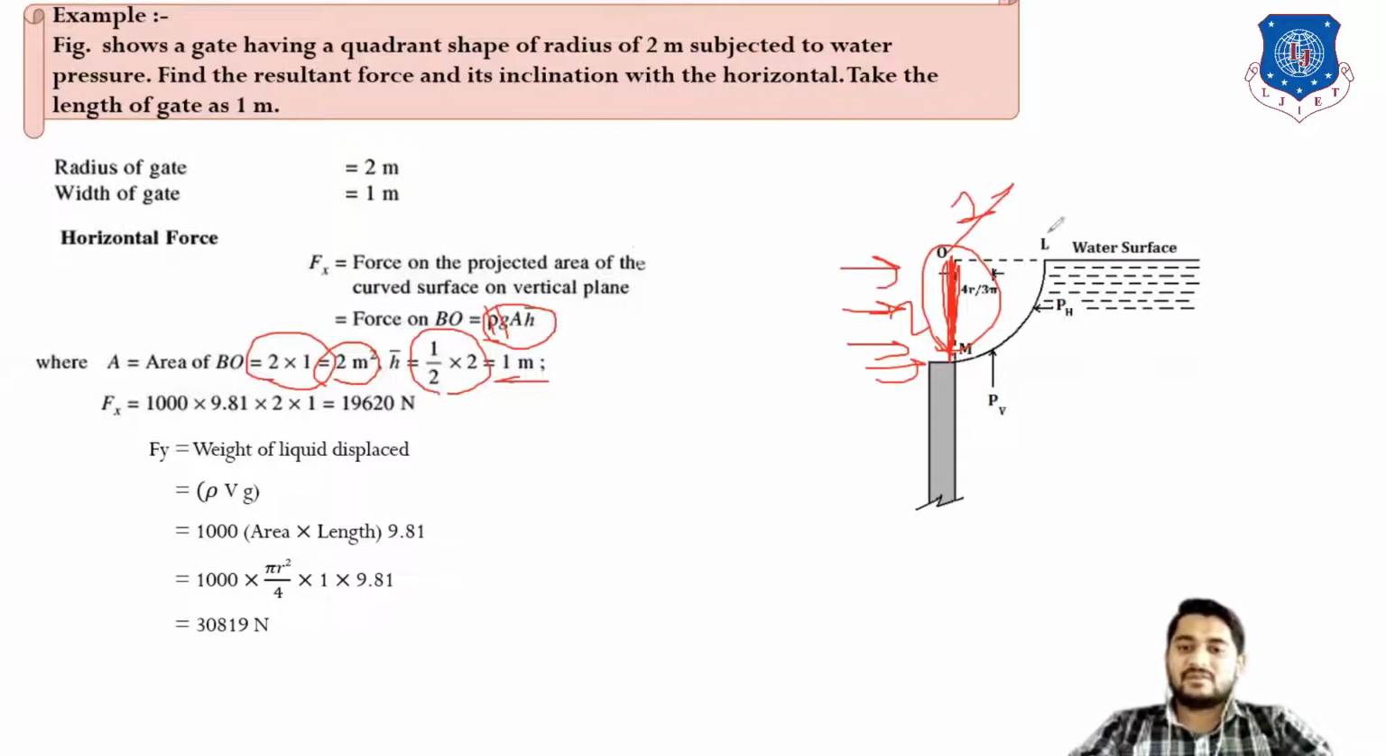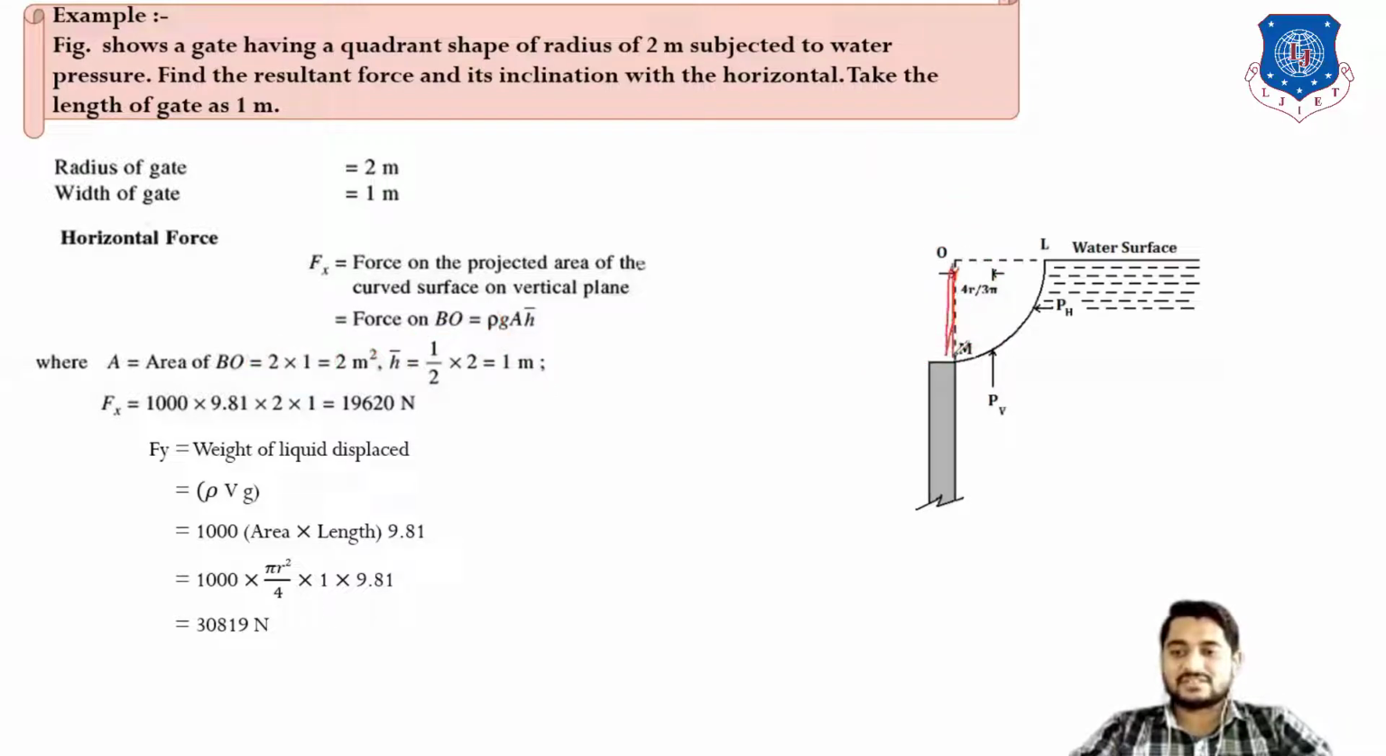Here why we have taken h bar as 2 by 2, because here the vertical plate is this. The CG of a vertical plate always lies at the center of the vertical plate. That means height is 2 meter, so the CG distance is 1 meter from the free liquid surface. So h bar will be 2 divided by 2, that means 1 meter. So Fx will be 19620 Newton.